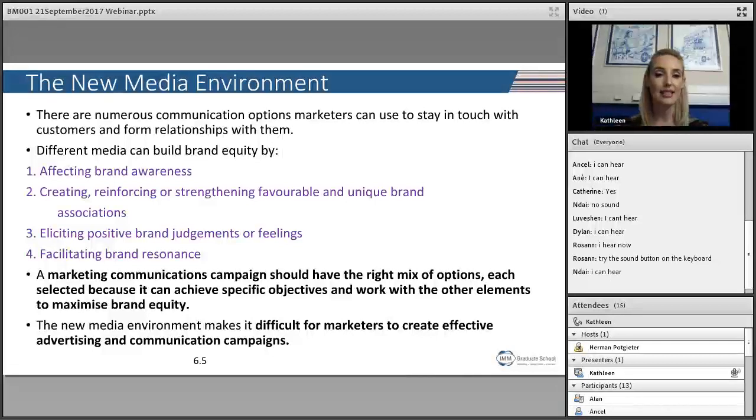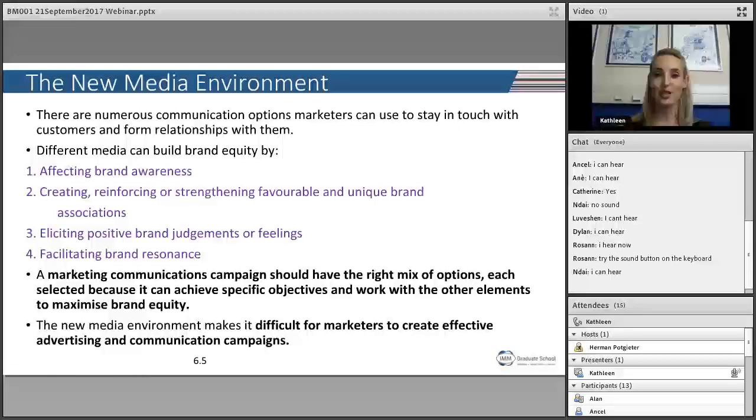The second way that this new media is going to be able to create brand equity is by creating, reinforcing, and strengthening the favorable and unique brand associations that we are developing. So if we look at those three terms, create, reinforce, strengthen, we're going to use this new media to enhance the communication that we are currently giving with our traditional media. So it's not necessarily replacing, it's just there to help and assist in creating brand equity.